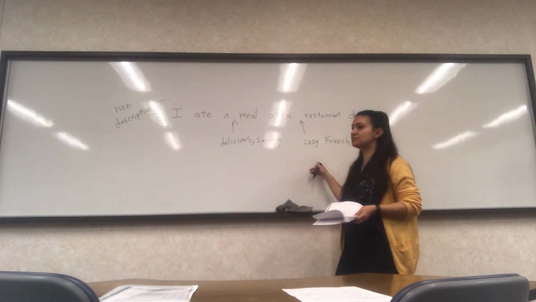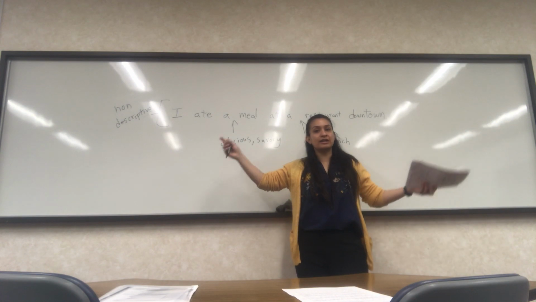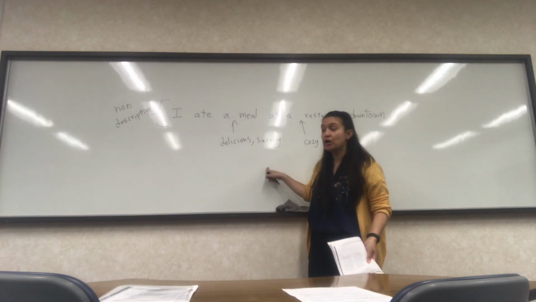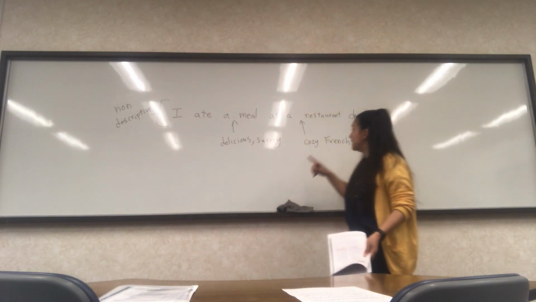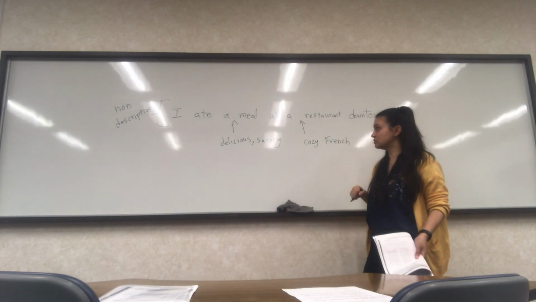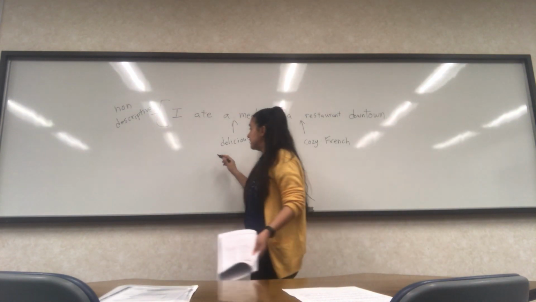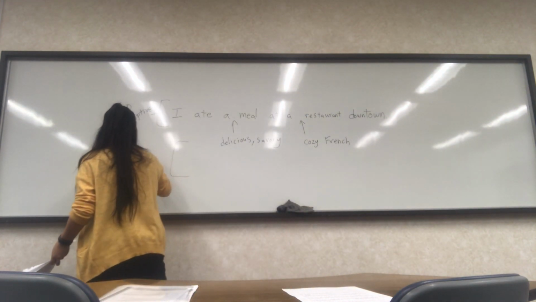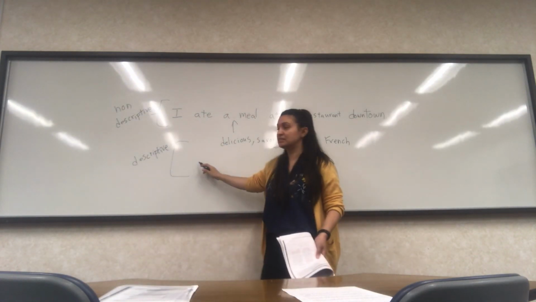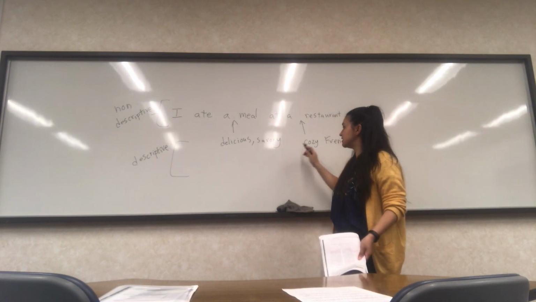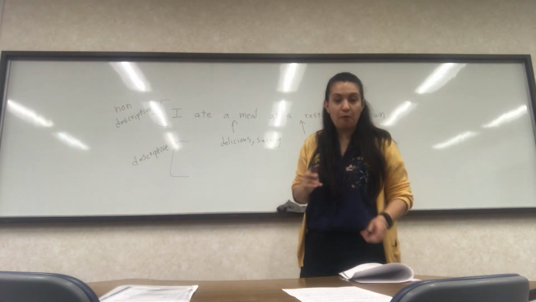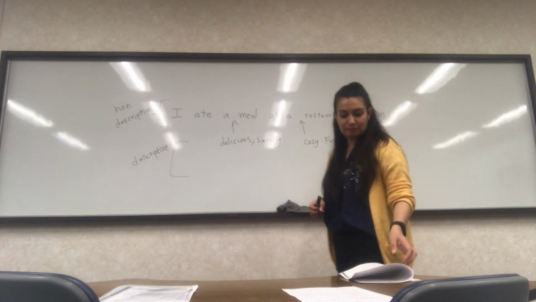Using adjectives, the sentence is longer and more detailed. You could actually know what kind of meal and what restaurant the person went to. And this type of sentence is called a descriptive sentence. A descriptive sentence uses adjectives for more information, for more details.